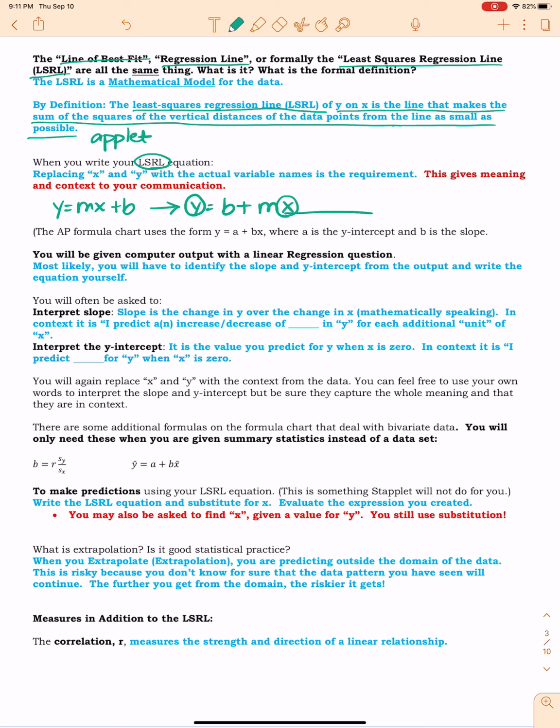All right, so I am going to look at the formula chart with you. Again, we will do that in class together so that you can understand what this all looks like.